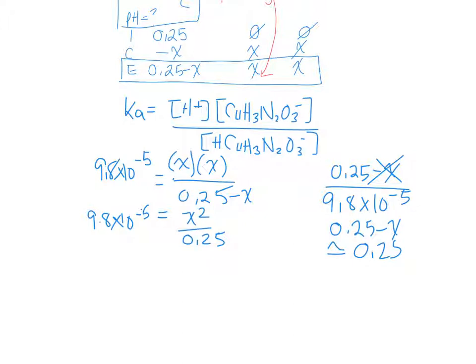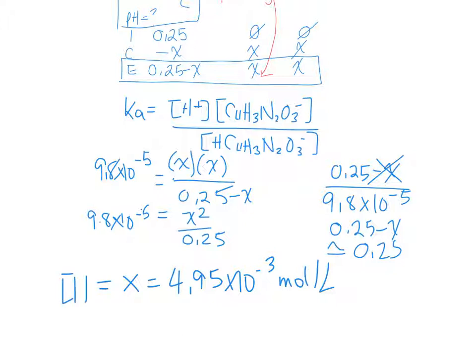Anybody get 4.95 times 10 to the negative 3? Yeah. Beautiful. That, of course, is a concentration, so you have units. That is our H plus concentration. Find the negative log of that number and you've got your pH.